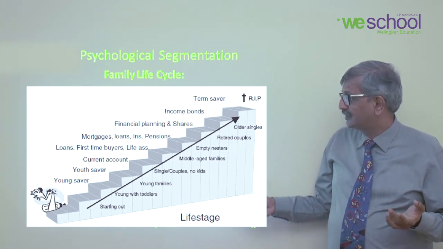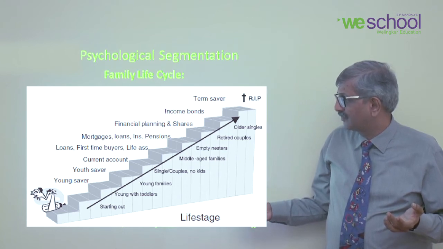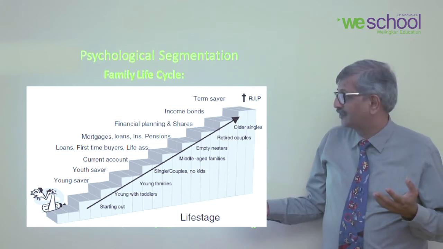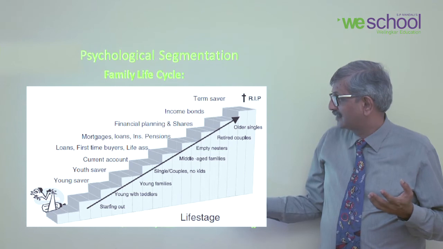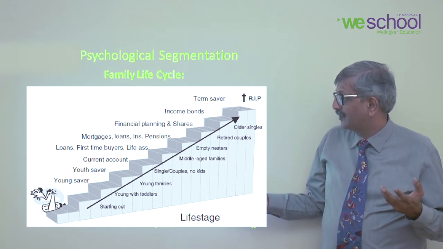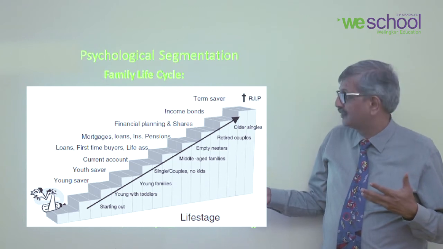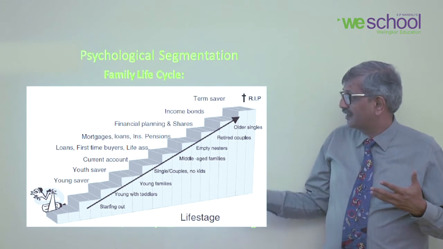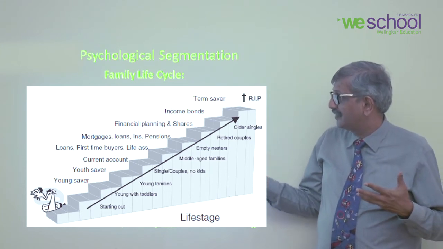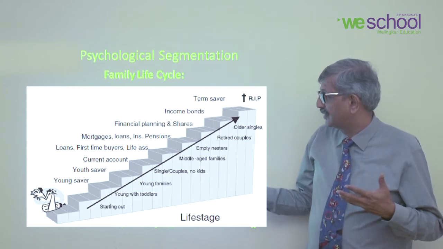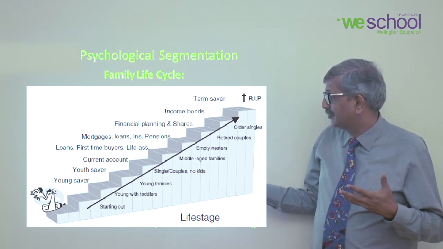You go through this. So young family, young savers, youth savers, operate only on current account, they will not have much to save. This is the class that operates on loans, first-time buyers, etc. Mortgages, loans and pensions and all. So these are the various conditions, various states that they will be in. How you identify them comes out of this. So this is a life cycle example of segmentation.